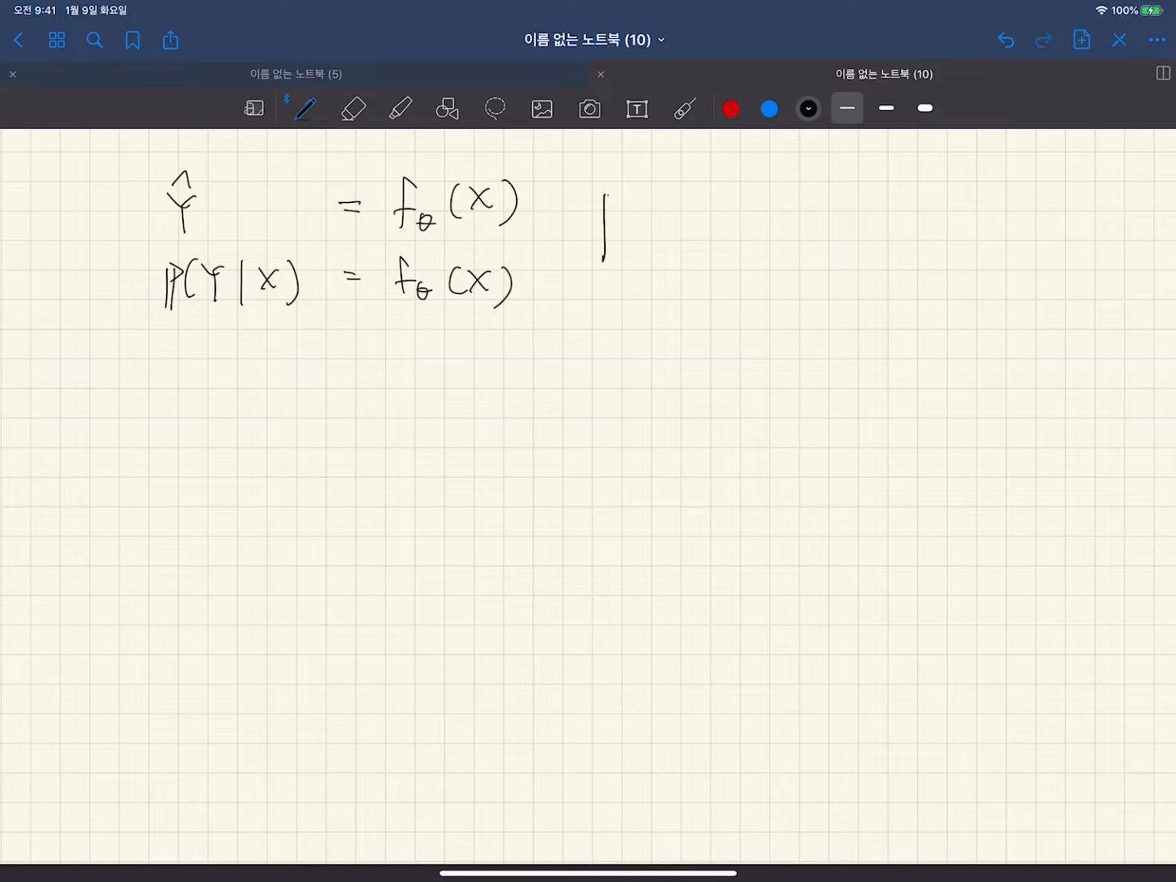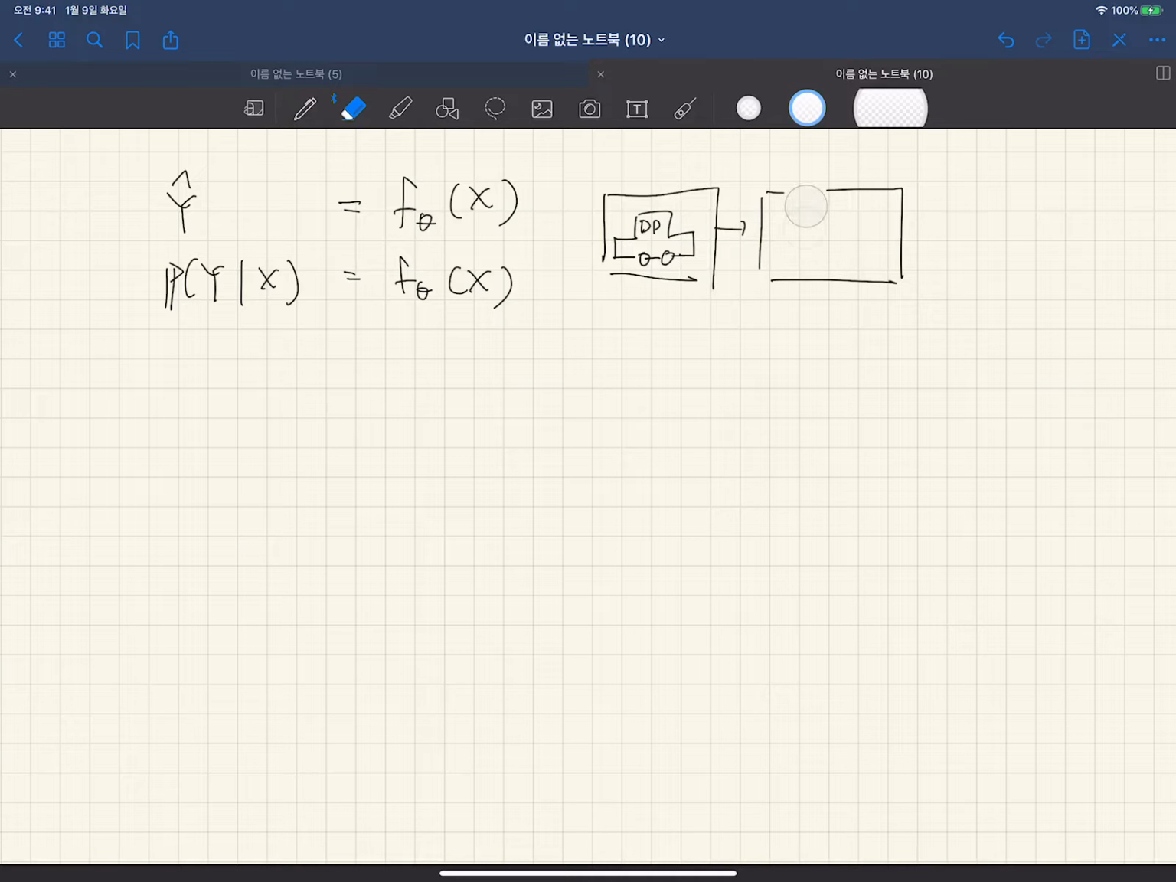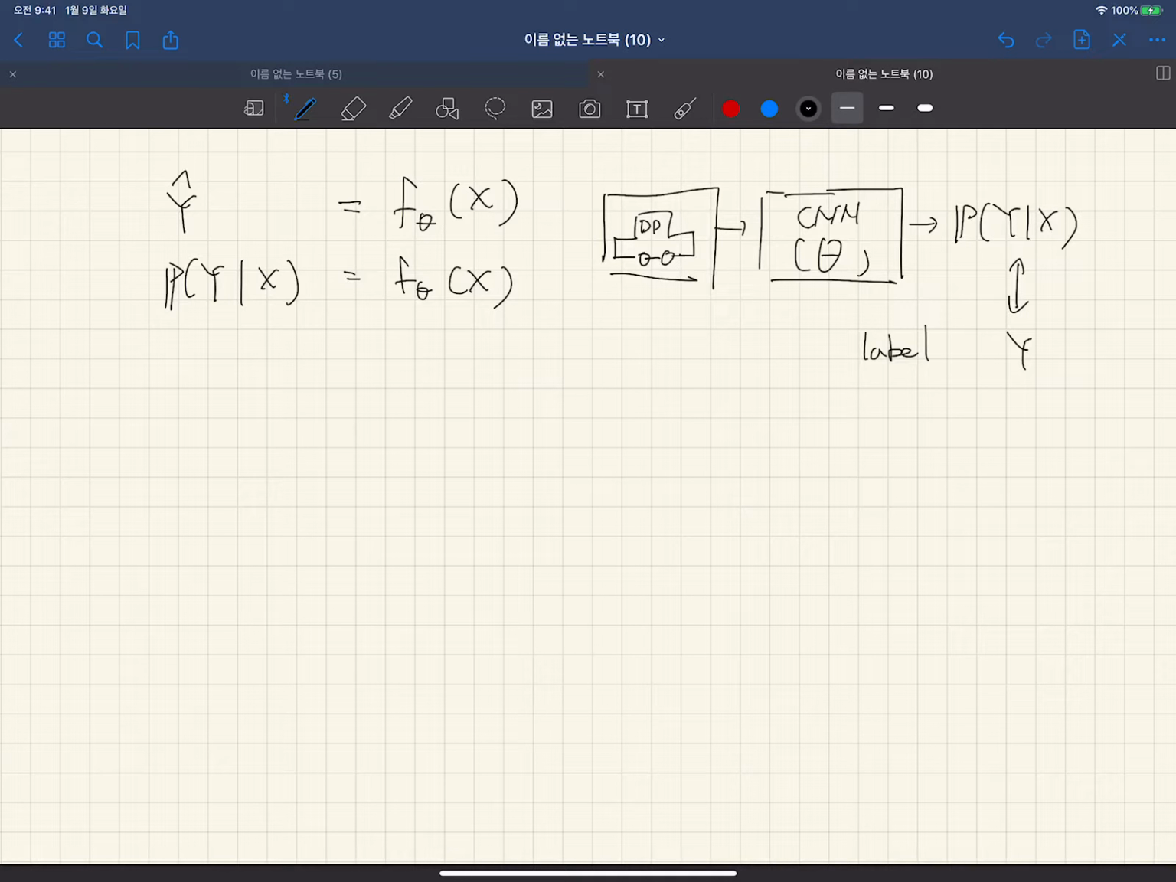For instance, when you have an input image, we pass the input image through some convolutional neural network defined with parameter theta, and then predict the conditional distribution for the given input x. And with the true label y from the label, we compare the predicted conditional distribution and the true output y.